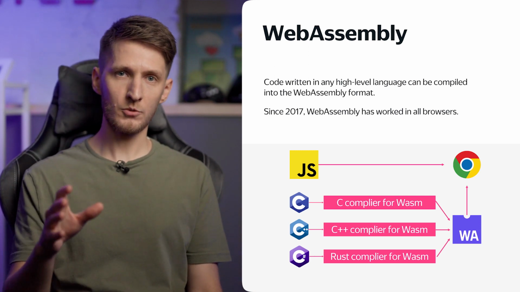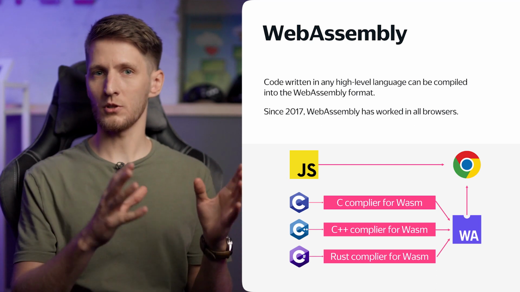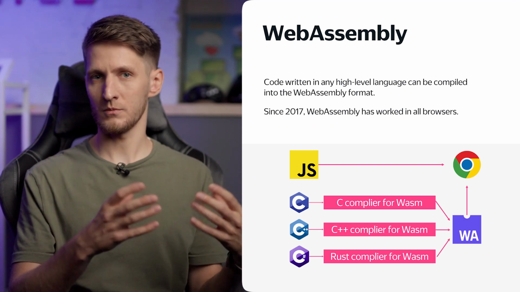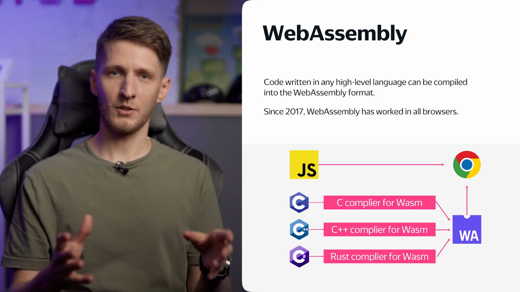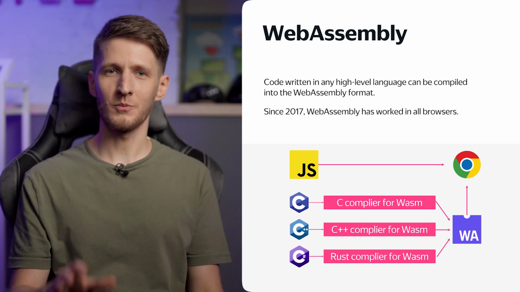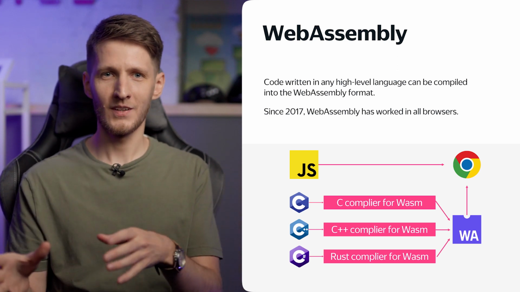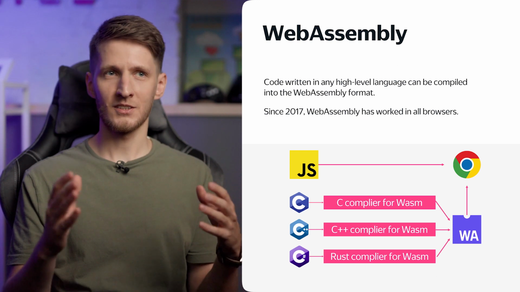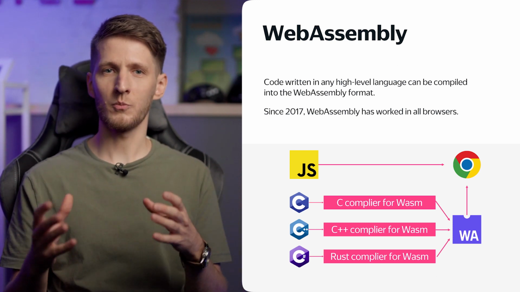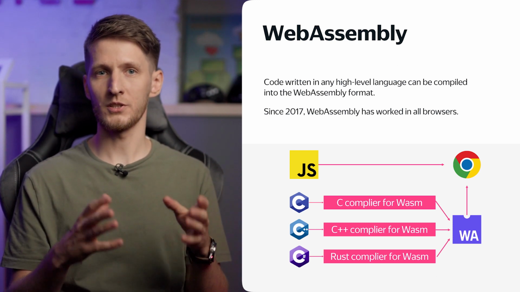The idea is that code written in any high-level language can be compiled in WebAssembly format. This is a binary format that is designed to be as close to the hardware as possible, which ensures its high performance. Since 2017, all popular browsers support it. That means code for execution in a browser can now be written in JavaScript, or in any language for which there is a WebAssembly compiler. In fact, it can be nearly any popular language.